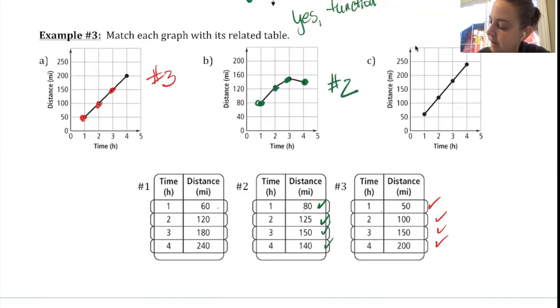And letter C, finally. 160, yeah, that looks like 160. 2, 120, I agree. 3, 180, and 4, 240. Good, so this is number 1. Match him up. All right, there we go, folks.